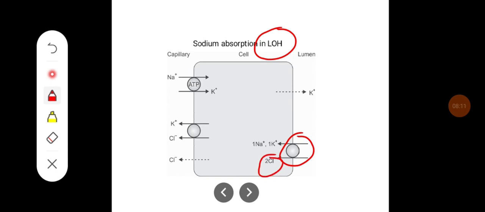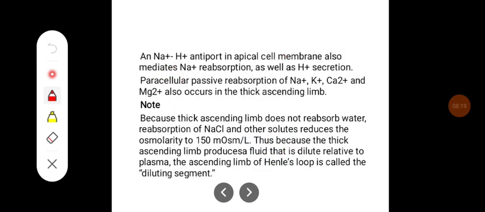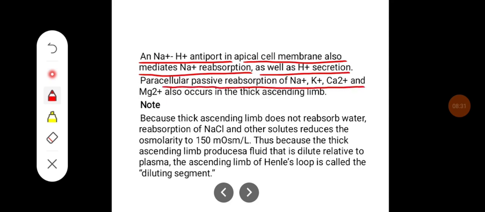And whatever the reabsorbed sodium, it will be pumped into the capillary by the sodium potassium pump. Sodium hydrogen antiport in the apical membrane also mediates sodium reabsorption as well as H plus secretion. Paracellular passive reabsorption of sodium, potassium, calcium and magnesium also occurs in the thick ascending loop.